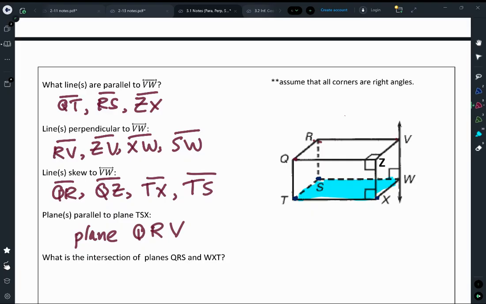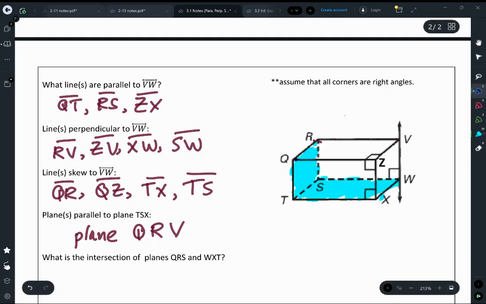What is the intersection of planes? Okay, so normally this is going to be a line. So let's think about that, of planes, and I'm going to want to erase this so I can highlight some new planes. So we're talking about plane QRS. So QRS, so that's going to be this side, kind of the left side of that box, and WXT. WXT, so that's going to be the bottom again.